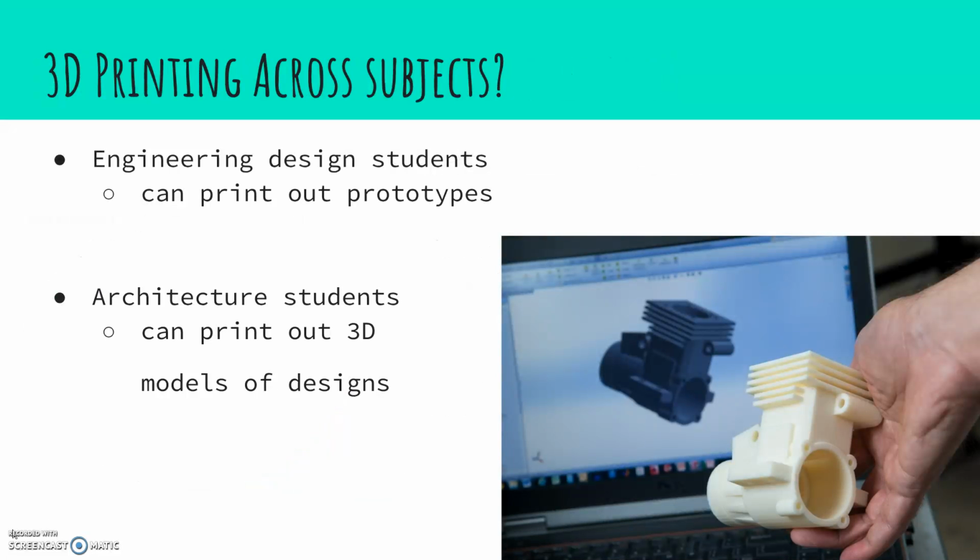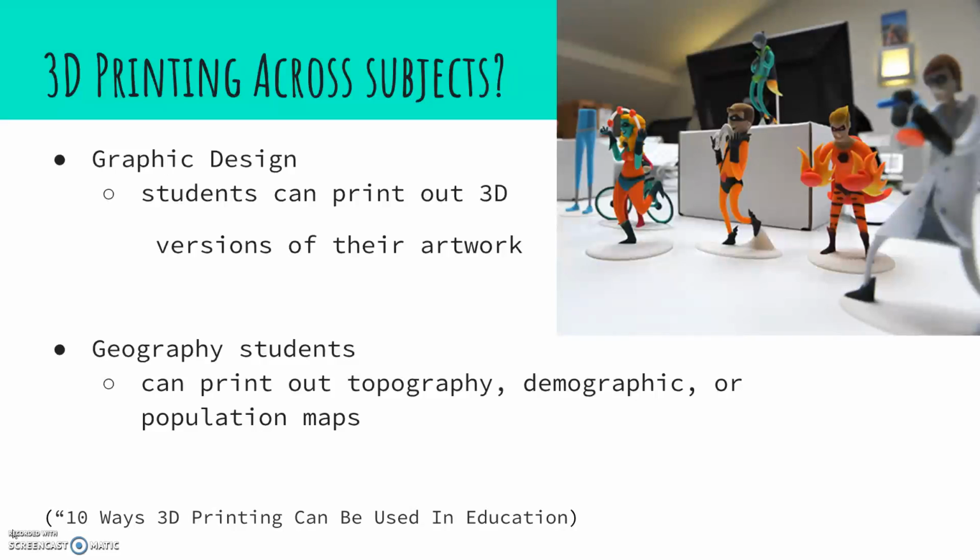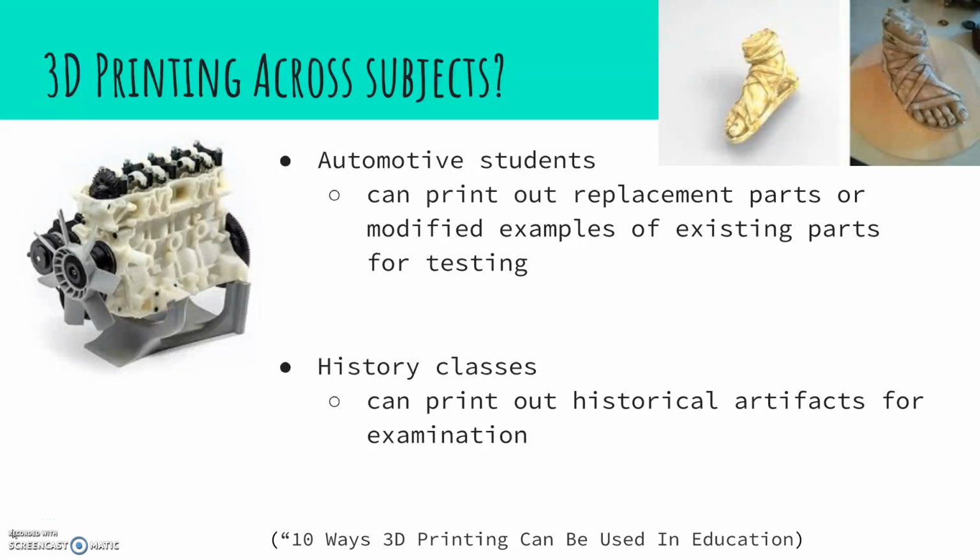So across subjects, here are various ways I've researched on how 3D printing can be used and what it would be like. For engineering design, students can print out prototypes. Architect students can print out models of the designs that they've artistically put together themselves. Graphic students can print out 3D versions of their artwork. Geography students can print out topography, demographic, or population maps, which are very cool. Automotive students can print out replacement parts or modified examples, again, that innovative skill of existing parts for testing. History classes can print out historical artifacts for examination.